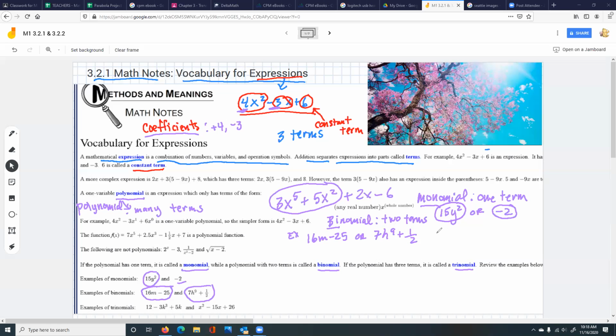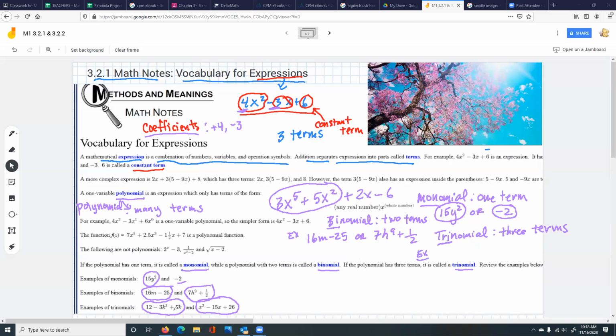Okay, and lastly is a trinomial. You can guess how many terms a trinomial has. Feel free to unmute yourself and say the answer. Okay, so trinomial, prefix tri means three, so it has three terms. So here's an example of a trinomial, which we're going to do a lot in Math 2, Math 3. We're going to deal with trinomials. You're going to learn how to factor these, a super important skill. So here's an example of a trinomial.